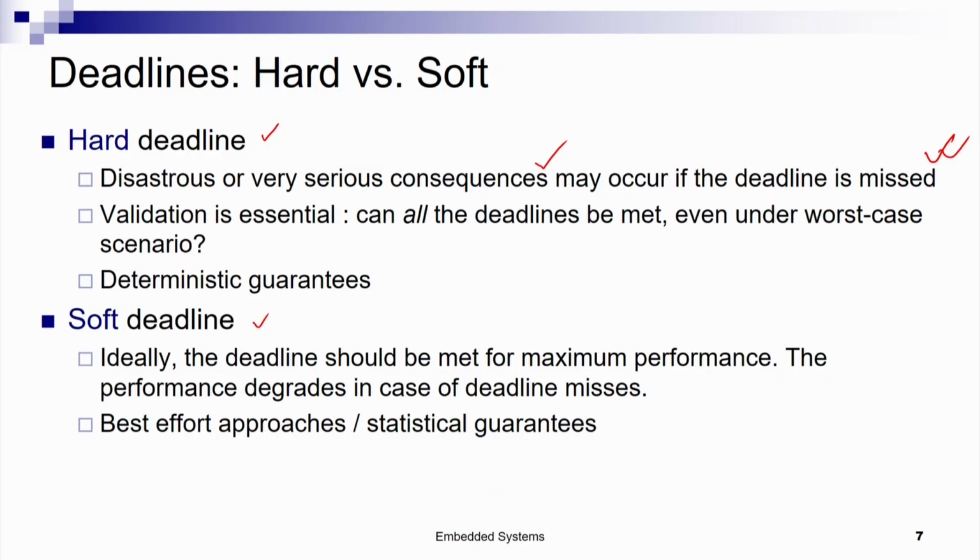Therefore, validation is extremely essential. We must do schedulability analysis very carefully and guarantee that all tasks will always meet their deadlines, even in the worst case scenario. So, we need deterministic guarantees.